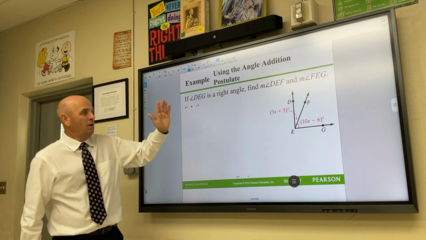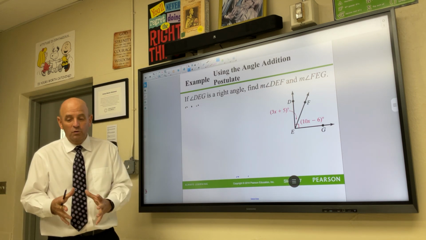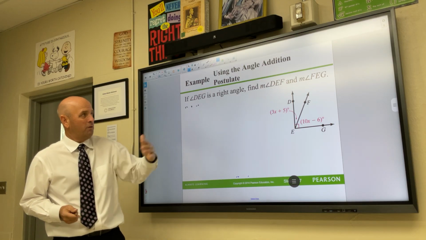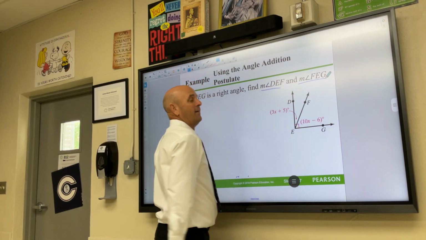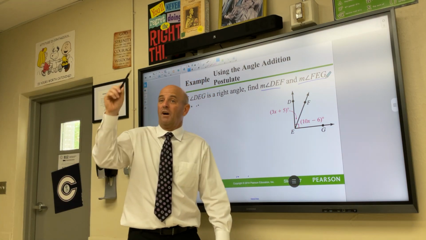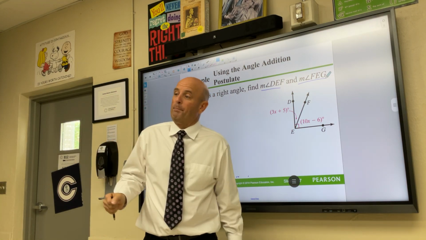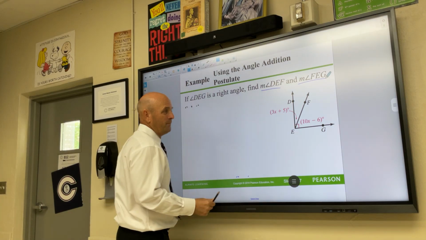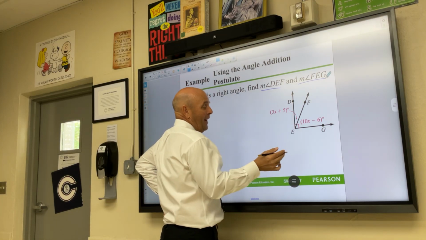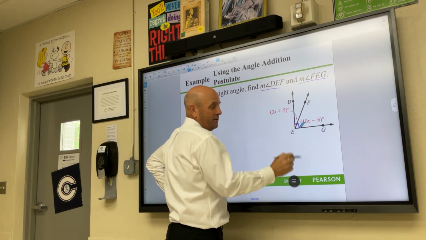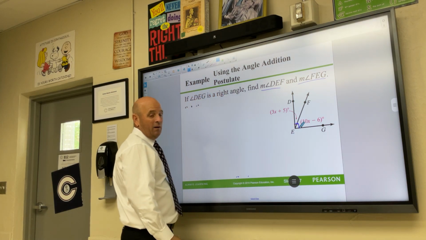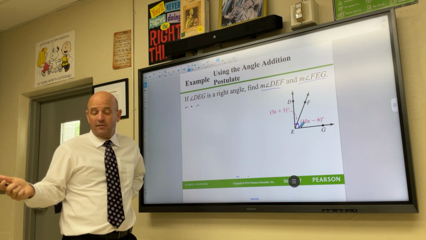All right, so we're going to use the angle addition postulate to solve this problem. It doesn't say solve for x, what does it say? Find the measures of the angle. So I'm going to solve for x first, and then plug it in and find the angle. A lot of times they tell you what the outside angle is indirectly. They say that's a right angle, which our interpretation is, okay, then it's 90.